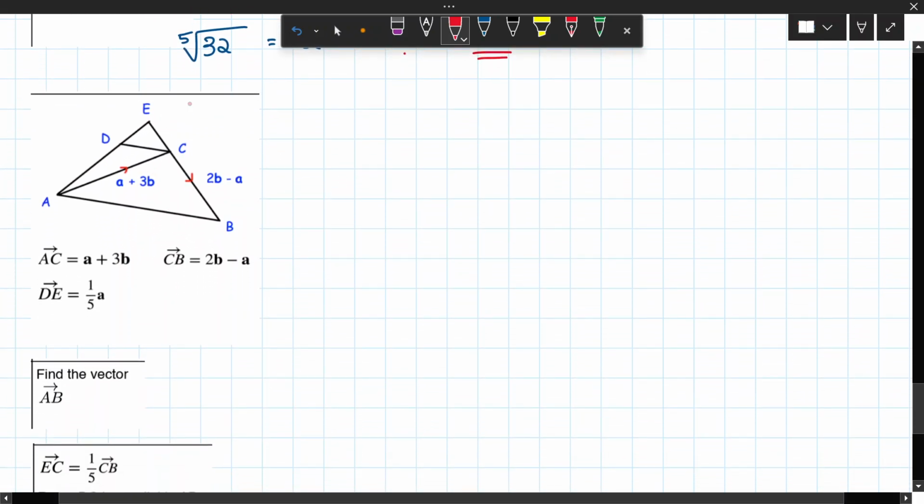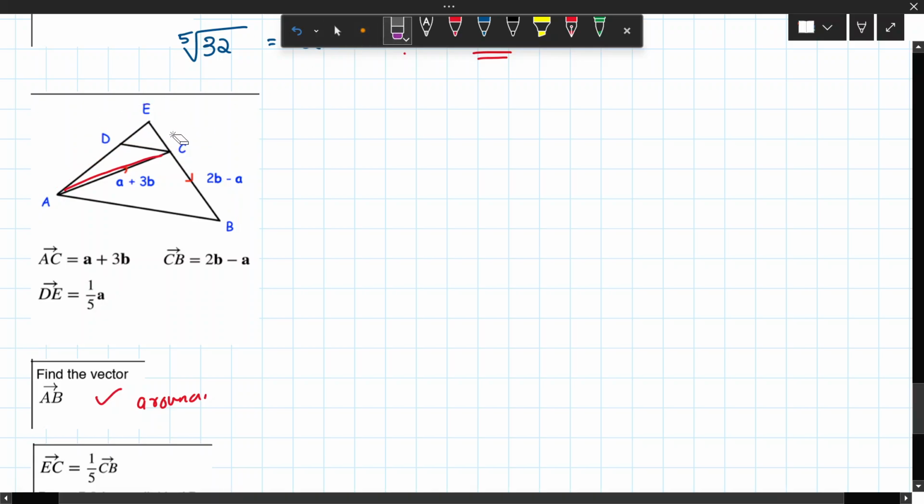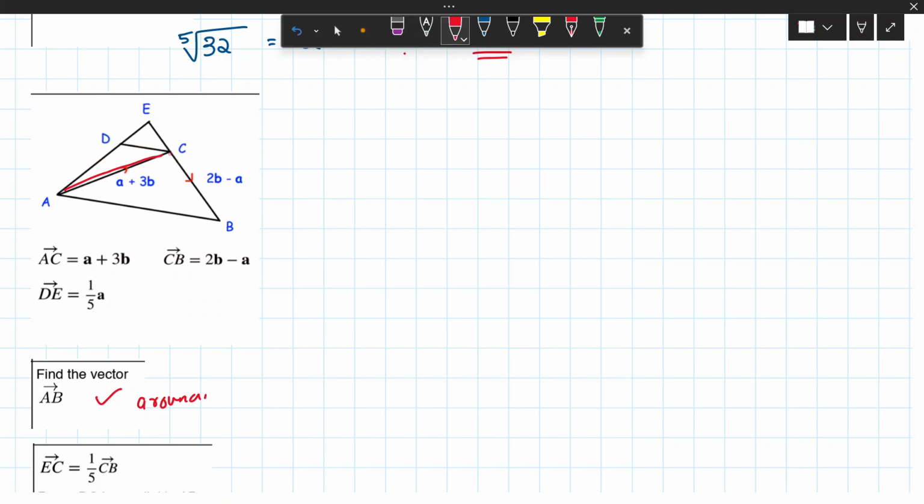Then next one, we've got a vector question, and we need to find the vector AB. So in vectors, remember, if I want to go find AB, we always tend to go around. So there are multiple ways to go from A to B. I think the easiest is, well, you can go this way, you can go this way, and the easiest of all is you could go A to C and then C to B. So A to C would be A plus 3B, and then C to B is 2B minus A.